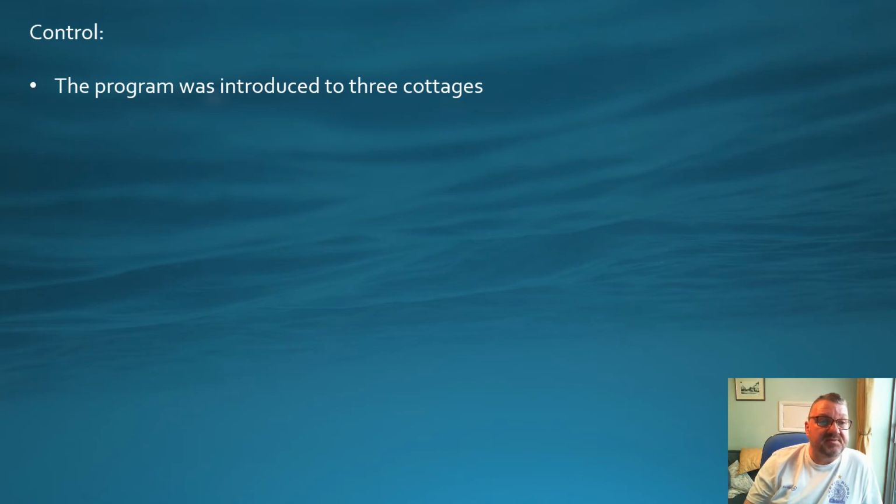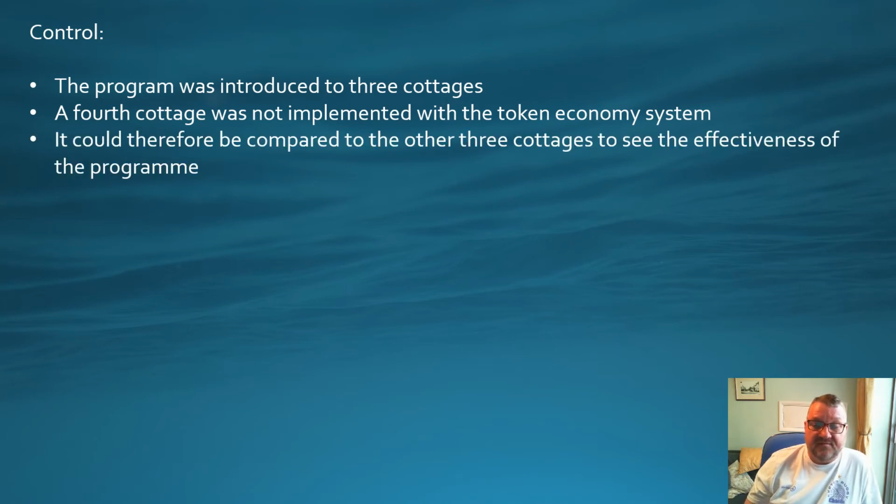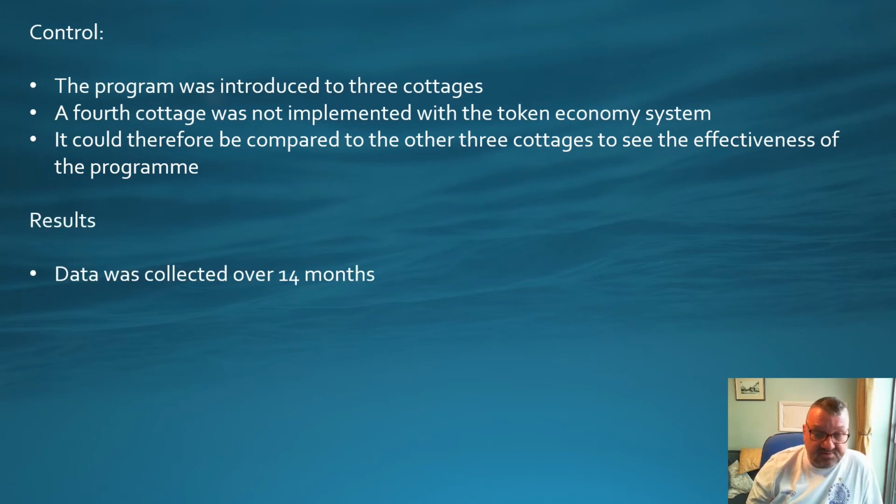Of course, the programme was introduced to 3 cottages, and in the 4th cottage, they didn't implement the system, so they had a control. Therefore, they could compare the cottage that didn't have the token economy to see if behaviour had changed with the other 3 cottages to see how effective the programme was. And these were the results.